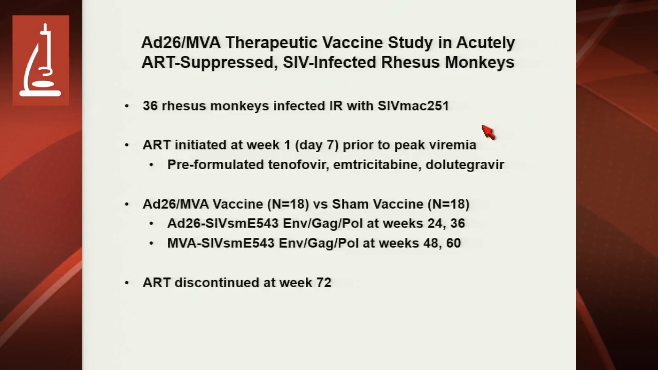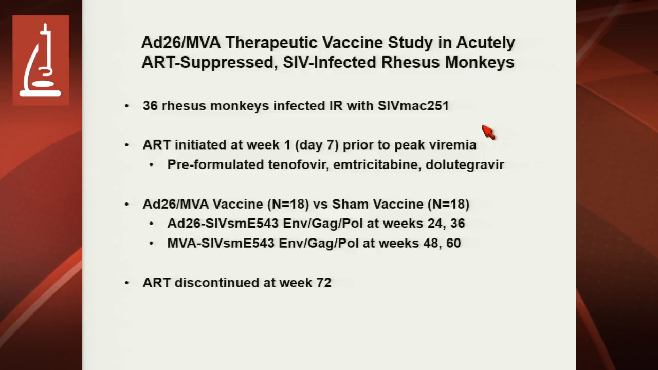So this study used 36 Rhesus monkeys that were infected intrarectally with SIV-MAC251. ART was initiated on day 7 of infection, which is during the upstroke of exponential viral replication and prior to peak viremia, using ART that we and others have proven to be fully suppressive in this model, involving a pre-formulated combination of tenofovir, emtricitabine, and dolutegravir. 18 animals received the vaccine, and 18 animals were sham controls.